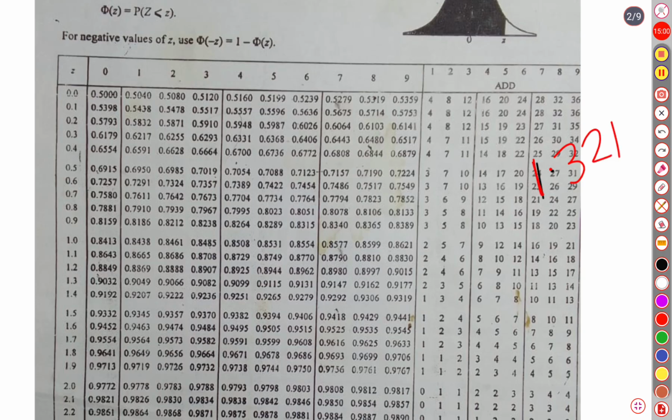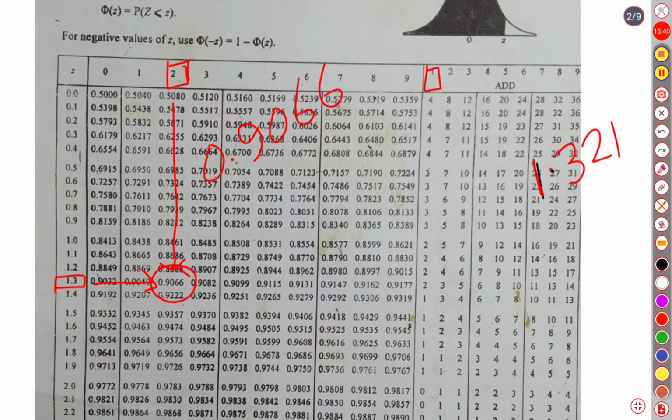So let's see, 1.3 is over here, and 2 is over here, and the last digit 1 is over here. Okay. So let us see which one is our corresponding probability for this. We will reach over here, and here it is. So our corresponding probability is 0.9066.